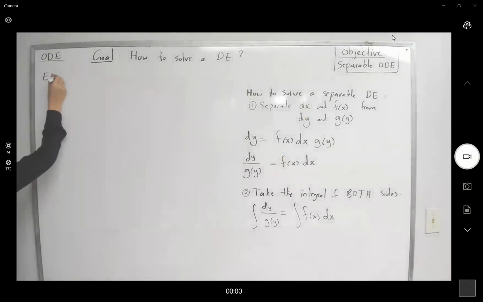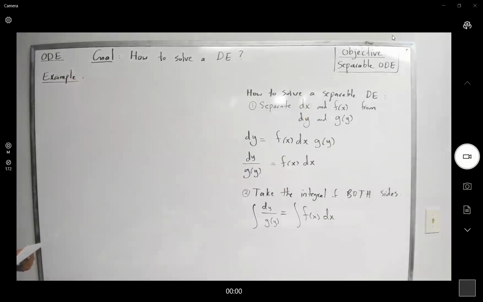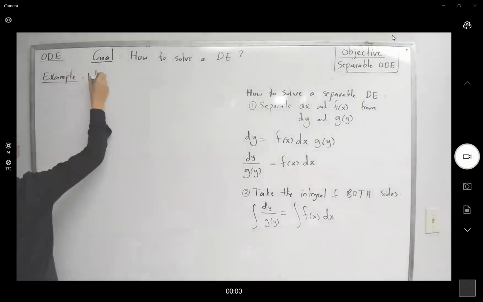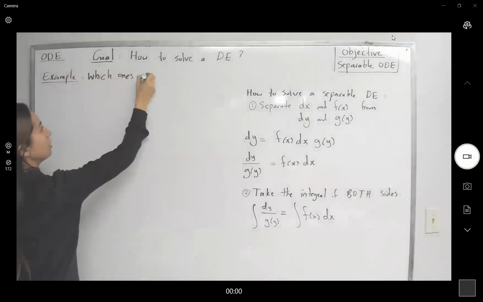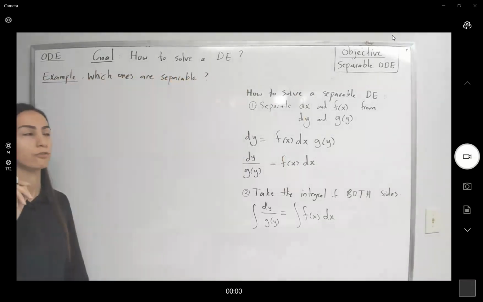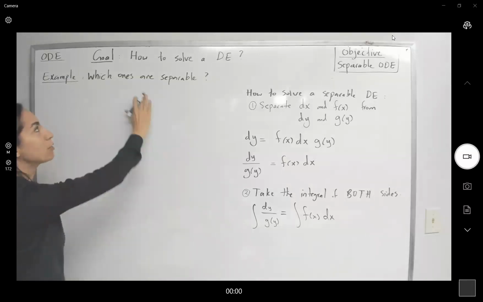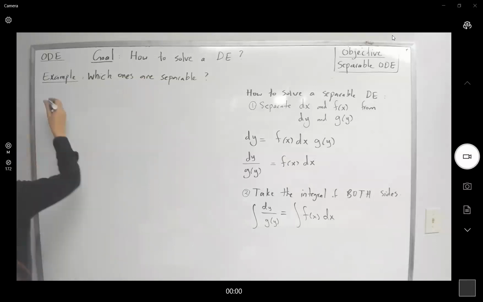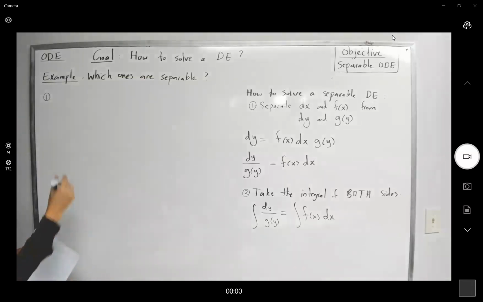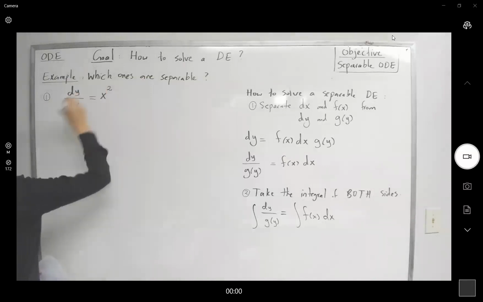Example. This example says, check to see if the following equations are separable or not. Which ones are separable? Read the question carefully. I'm just asking you to check which ones are separable. I'm not asking you to solve them. The first one given to us is dy over dx equals x squared.